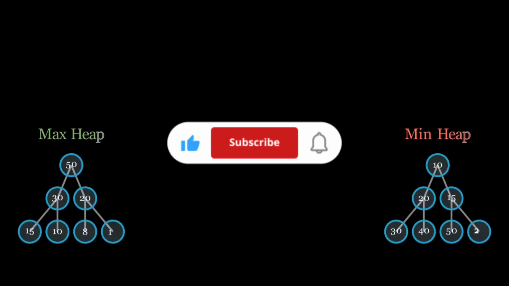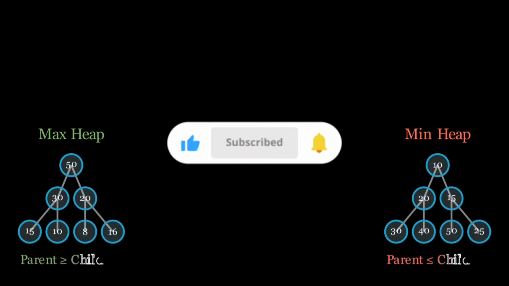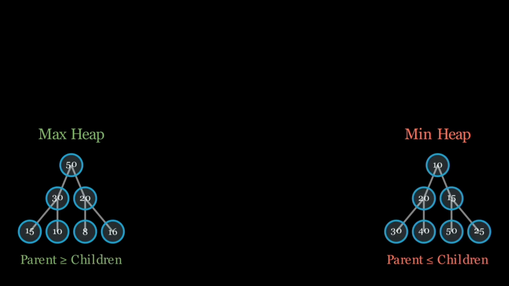Further, we have two main types of heaps. In a max heap, the parent nodes are always greater than or equal to their children. This means the maximum element is always at the root. And in a min heap, the parent nodes are always less than or equal to their children, placing the minimum element at the root. These properties make heaps perfect for quickly finding maximum or minimum values.